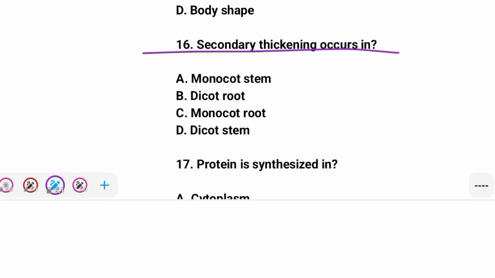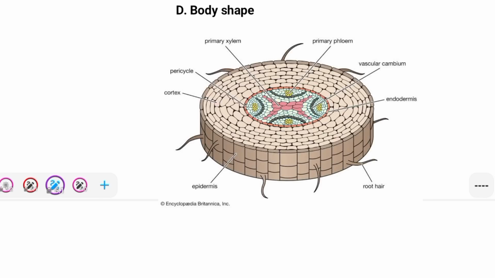Secondary thickening occurs in dash. You first of all need to know what thickening is. Thickening has to do with the widening, okay, the girth, something called girth.